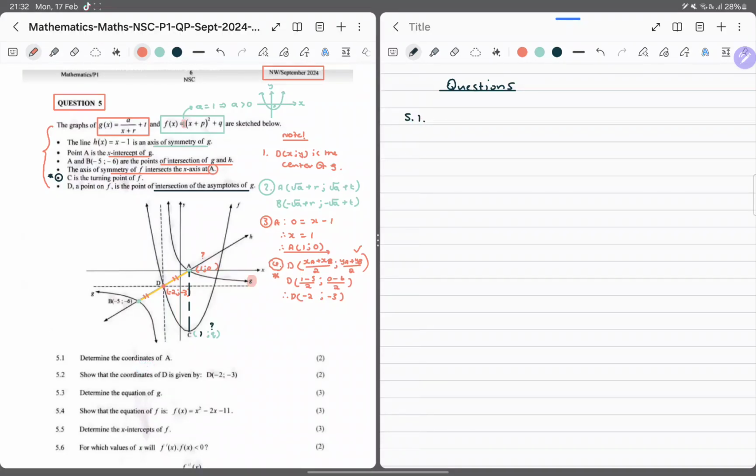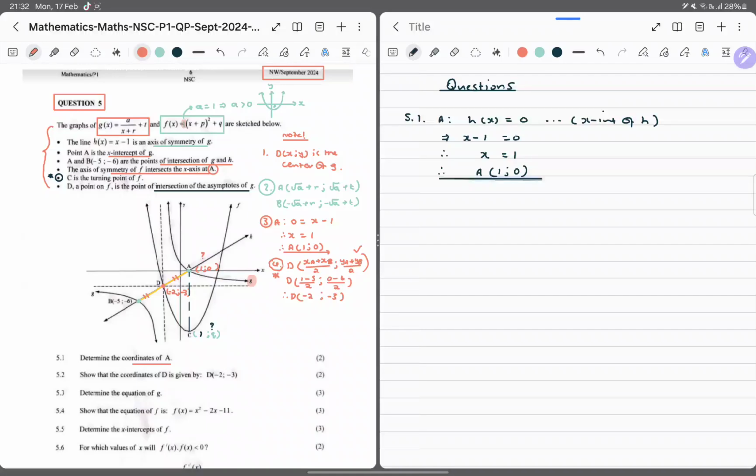5.1. We need to determine the coordinates of A, and we saw the approach. We can say A is such that h of x is equal to 0. Why? It is the x-intercept of h as well. So this implies h of x is x minus 1 equals 0. Therefore, x is 1. Therefore, A is the point (1; 0).